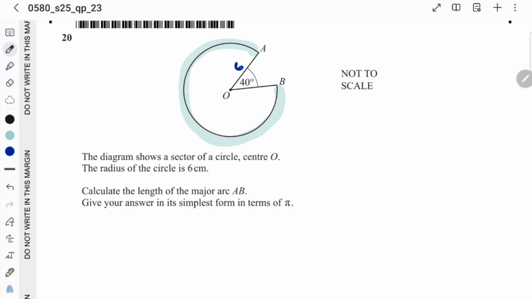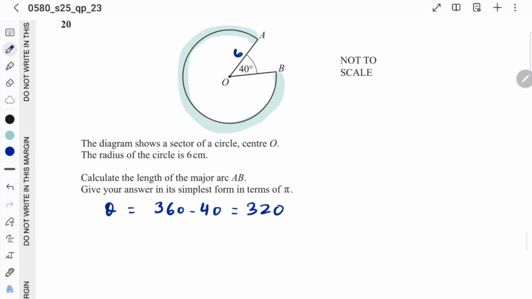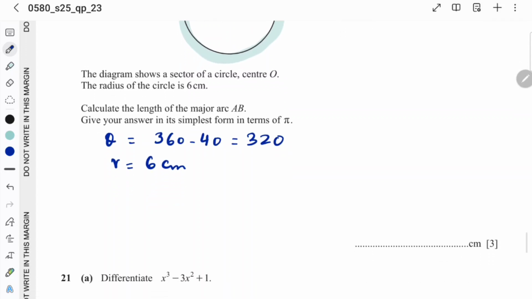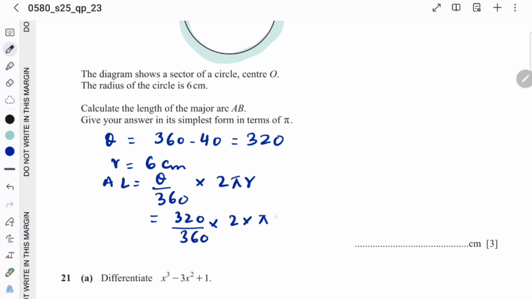So arc length is theta over 360 degrees times 2 pi r. Theta is 360 minus 40, which equals 320. The radius is 6 centimeters. Whether it's a minor or the major arc, arc length is theta over 360 degrees times 2 pi r. Keep pi as the same. So that is 320 over 360 times 2 times pi times 6.